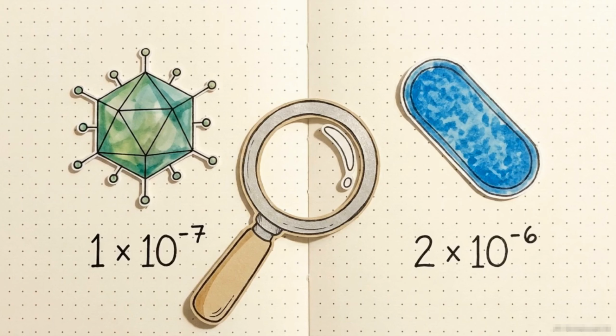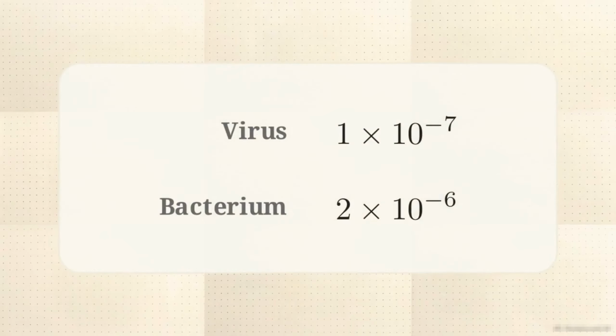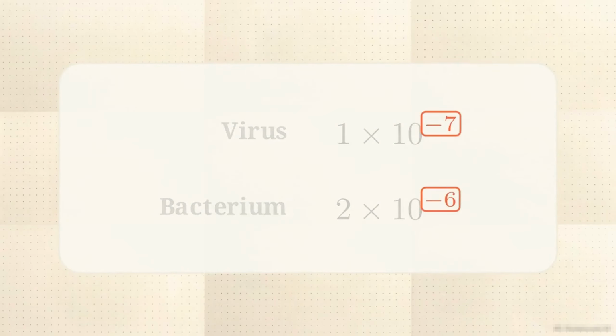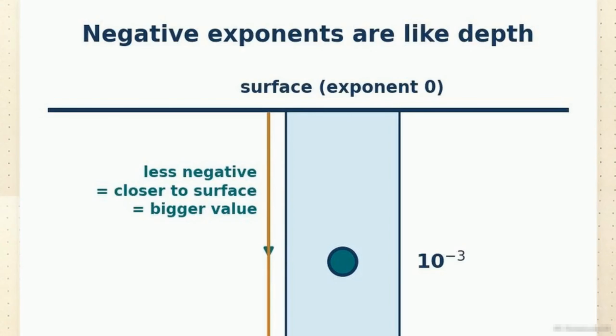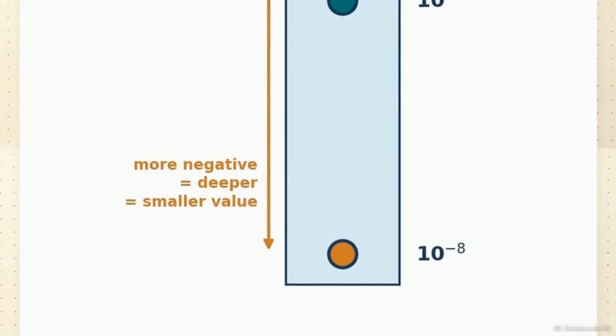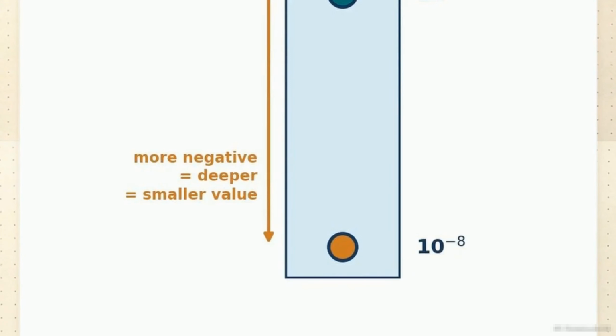To find out exactly how many times bigger we just jumped, we have to start with the first step of our method, checking the exponent. This can be a trap because a larger negative number feels like it should represent a larger value. Instead, think of negative exponents as depth underwater. A value of 10⁻³ is closer to the surface, a larger physical value, while 10⁻⁸ is deeper and therefore smaller.